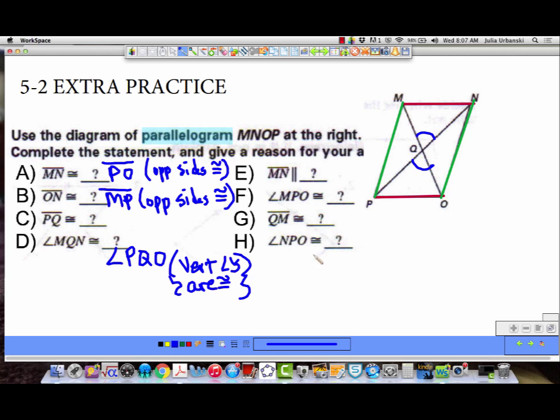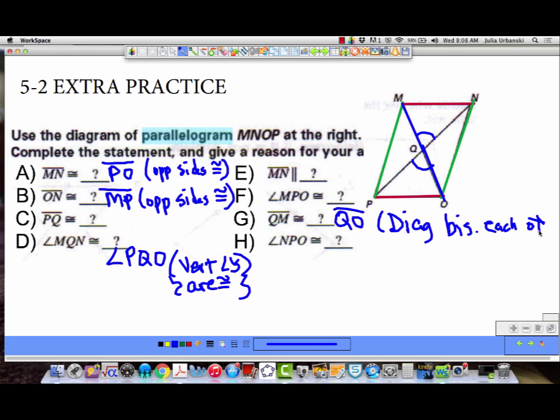I think you guys can do that one. Let's do letter G. QM. QN is congruent to which one? QO, good. QM is congruent to QO, and the reason for that? Diagonals bisect each other.